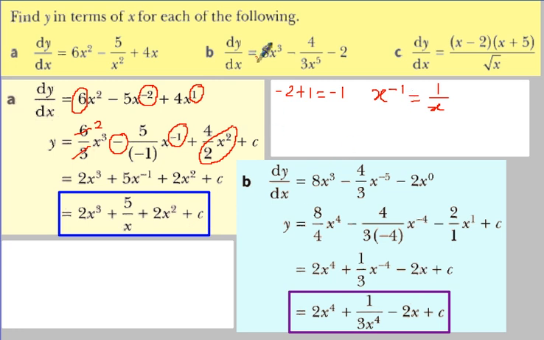Here in B part, 8x cube, so x cube we can write x4 upon 4. And x raised to minus 5. So when you add minus 5 plus 1, it becomes minus 4. So minus 4 down and up. So x raised to minus 4 upon minus 4. And then minus 2 upon 1, because no degree, there is only 2.